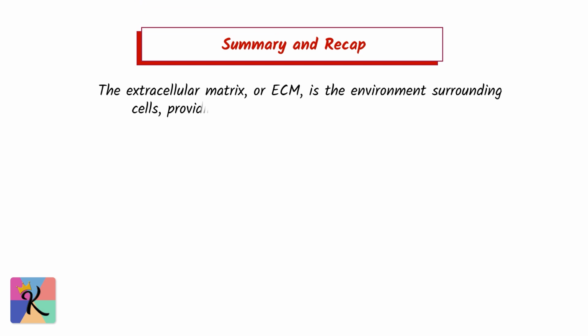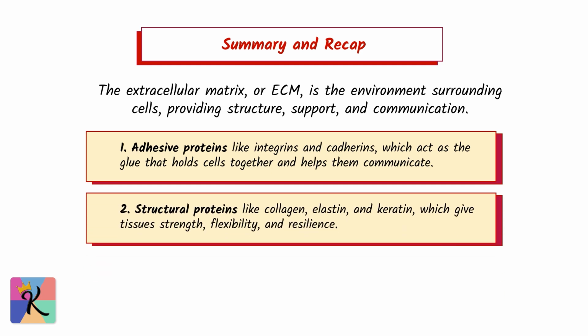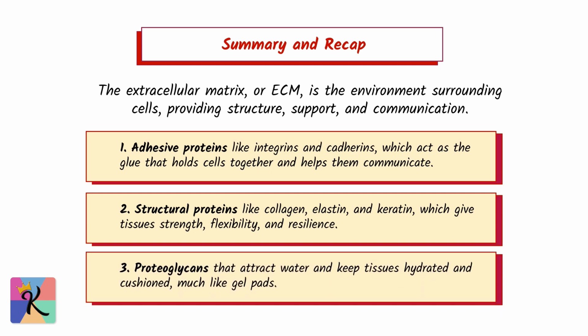Alright, let's recap. The extracellular matrix, or ECM, is the environment surrounding cells, providing structure, support, and communication. It's made up of three main types of molecules: adhesive proteins like integrins and cadherins, which act as the glue that holds cells together and helps them communicate; structural proteins like collagen, elastin, and keratin, which give tissues strength, flexibility, and resilience; and proteoglycans that attract water and keep tissues hydrated and cushioned, much like gel pads. By understanding the ECM, you can appreciate how our cells work together to form tissues and organs, keeping our bodies functioning smoothly.